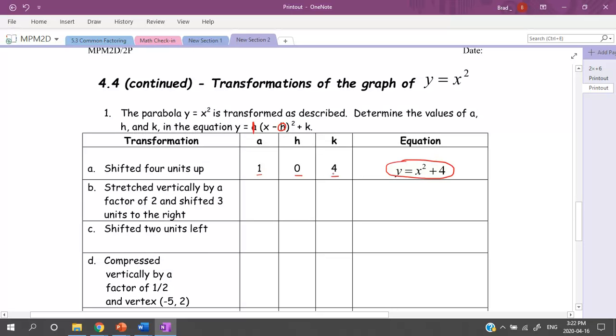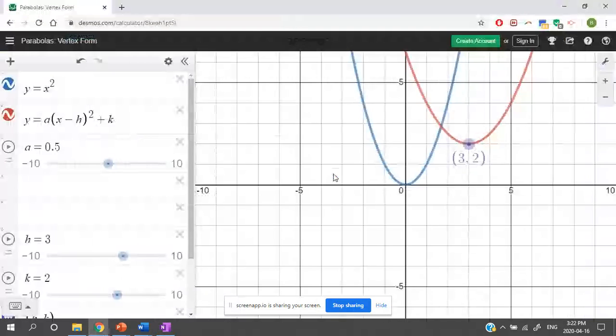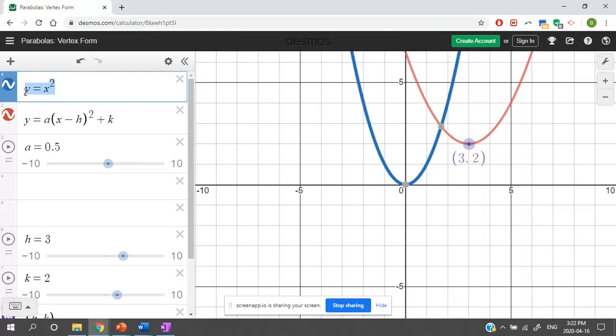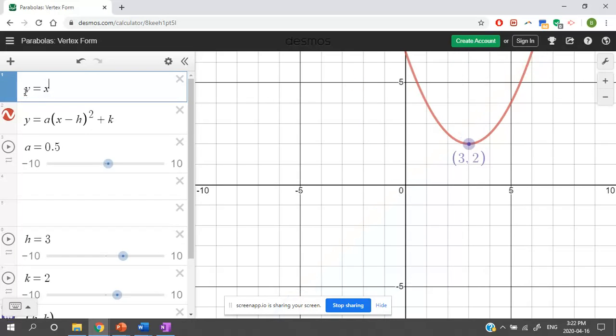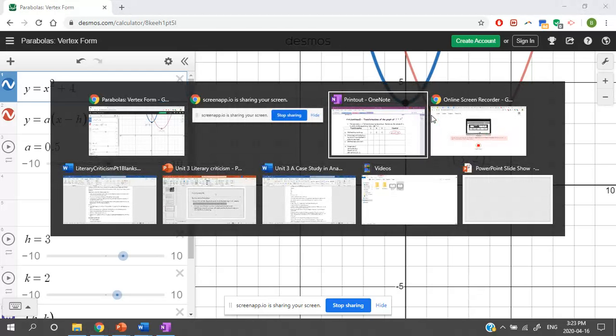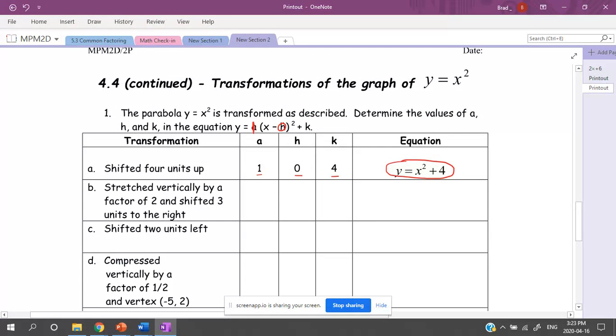So let's take a look at what that would look like on our Desmos graph. So let's see, y equals x squared plus 4. Here we go. So it has been shifted upward, but it hasn't really been stretched or compressed. Let's do a few more.